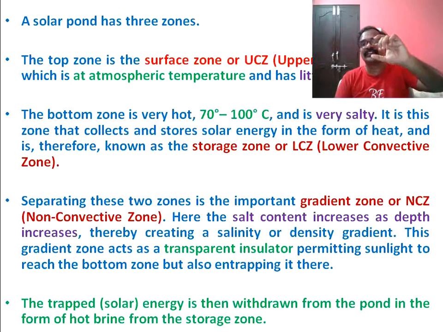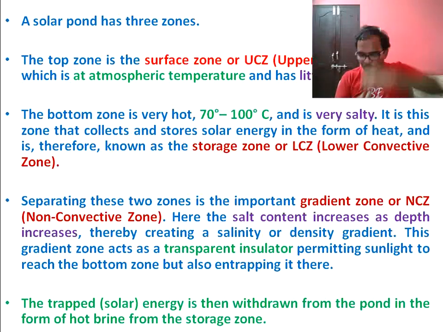What is meant by insulator? First of all, transparent insulator consists of two words, transparent plus insulator. What is transparent? It is transparent to the sunlight passing through it. Whenever the sunlight passes through the upper convective zone, it will pass through the gradient zone and enter the storage zone, that is the lower convective zone, and the solar energy will be absorbed by the salt over there. But it acts as an insulator to the heat.